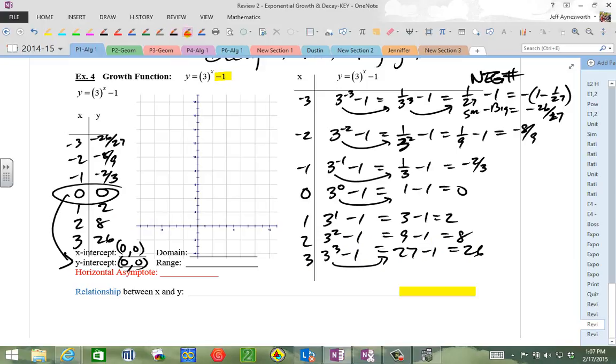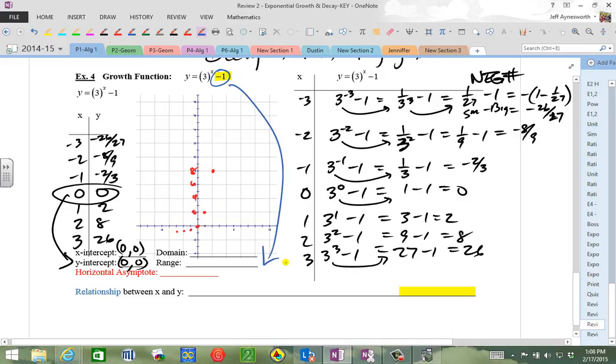So left 3, down almost 1. Left 2, down almost 1. Left 1, down 2/3. 0, 0. 1 comma 2, 2 comma 8, 2, 4, 6, 8. So 2 comma 8. 3 comma 26, can't graph it. All right, but I do know that my horizontal asymptote, just by looking at this right here, is y equals negative 1.